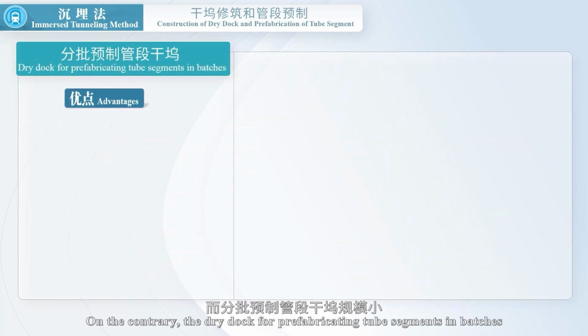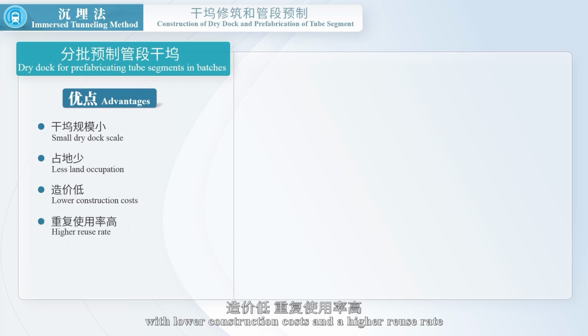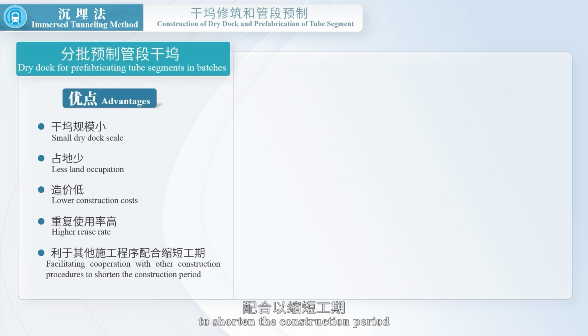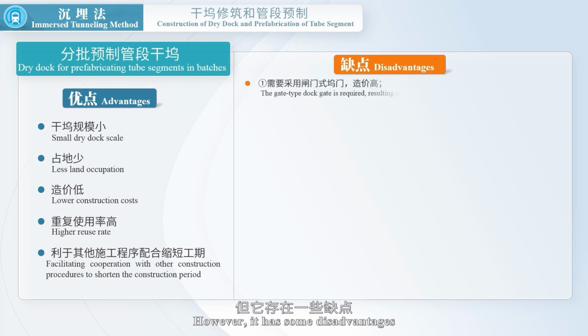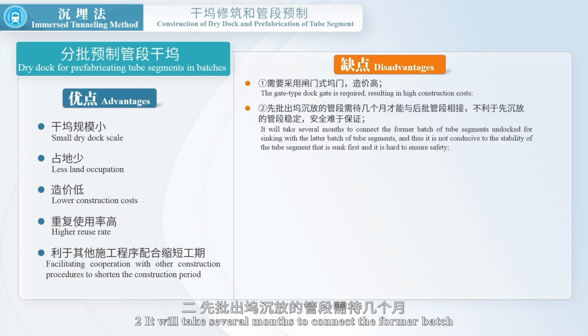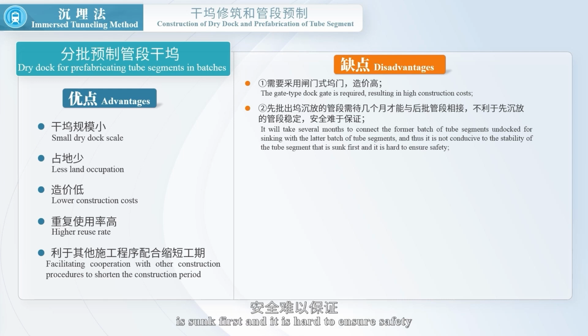On the contrary, the dry dock for prefabricating tube segments in batches is small in scale and covers a smaller area, with lower construction costs and a higher reuse rate. It can also be used to cooperate with other construction procedures to shorten the construction period. However, it has some disadvantages. 1. The gate-type dock gate is required, resulting in high construction costs. 2. It will take several months to connect the former batch of tube segments undocked for sinking with the latter batch of tube segments, and thus it is not conducive to the stability of the tube segment that is sunk first, and it is hard to ensure safety.